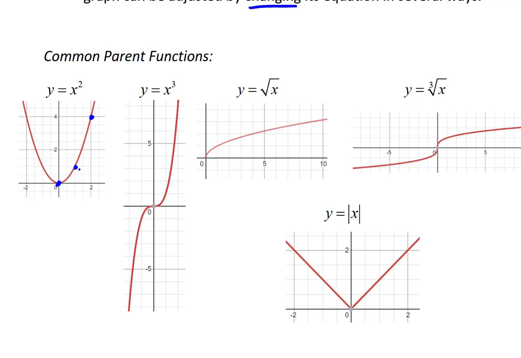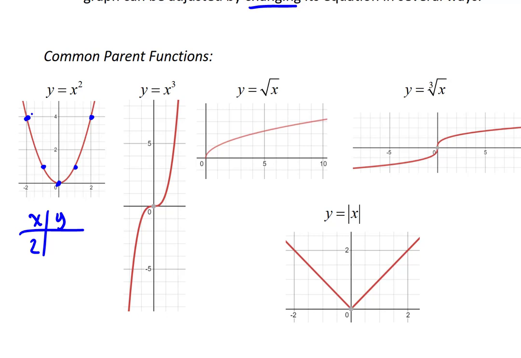You can get those points simply by making an xy table and picking input values for x, such as 0, 1, 2, and so on. And then you'll produce, when plugging those inputs into the equation, the y values that go with them, and then those points show up on the graph. So those 3 points, and then we'll add a couple in the negative direction. The point negative 1, 1 is on the graph, and negative 2, 4 as well.